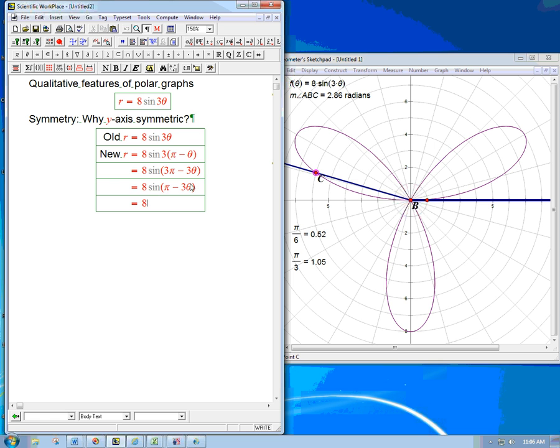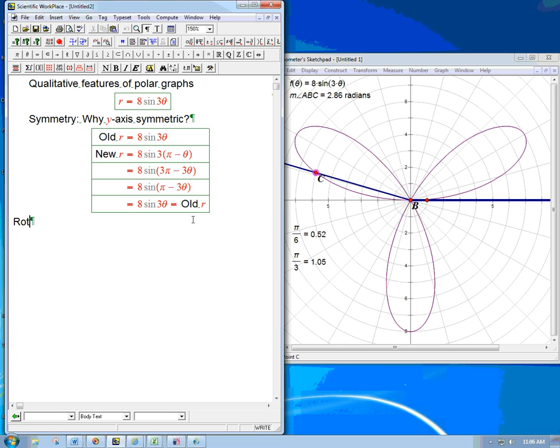And what do I know about sine? I know that when I take sine of pi minus something, it's the same as the sine of something. No matter how complicated this is, that identity still holds. And I just get 3 theta. That's the same as the old r. And that says that when I've changed theta to pi minus theta, the r did not change, the new r is the old r, and I've got a symmetry.